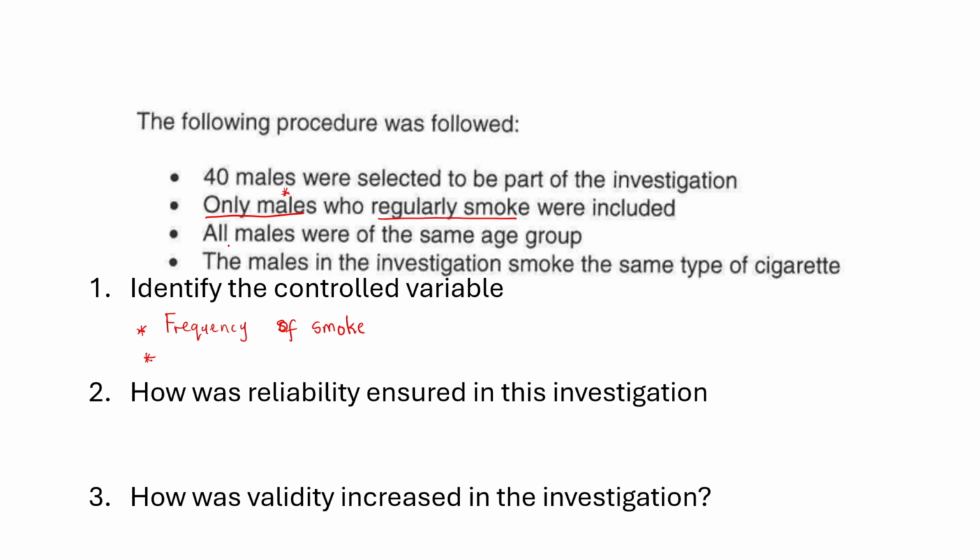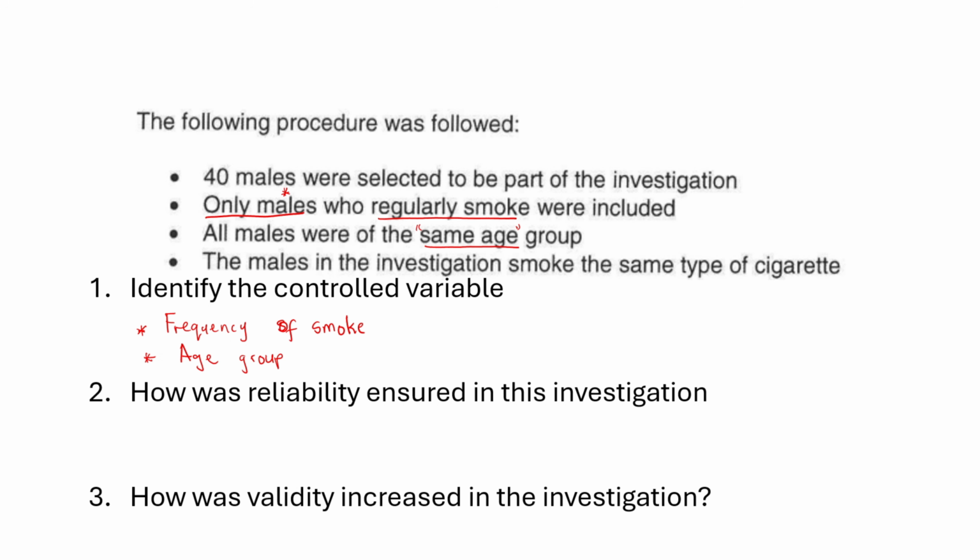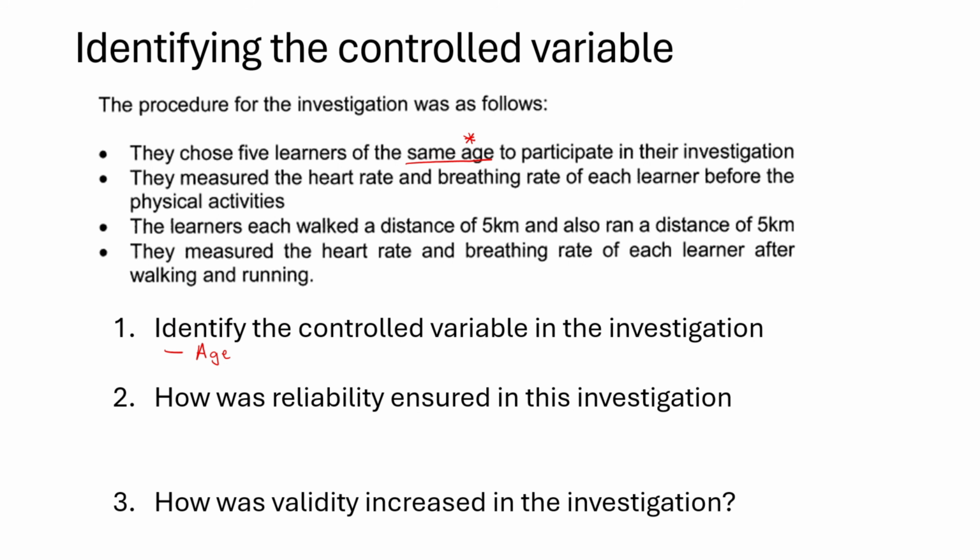Another controlled variable here, all males were of the same age group. You can see the word same. The moment you see the word same, just know that we are not changing, it's a controlled variable. So this is age group. The age group as well here is a controlled variable. Okay, so I hope that is clear enough. A controlled variable, you usually see it with the word same.